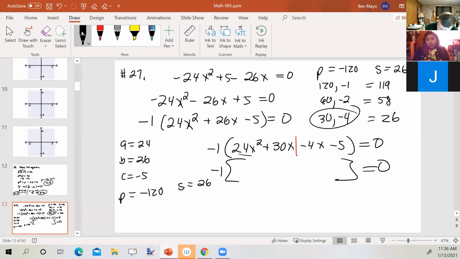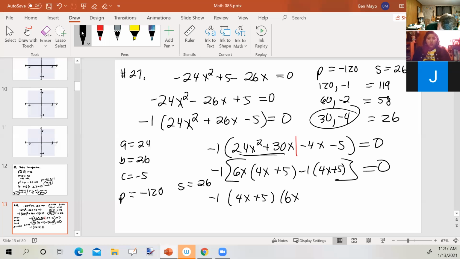And then the greatest common factor here would be 6x. So this is going to be 4x plus 5, and this is going to be 4x plus 5, and a -1 outside. So the complete factorization, I've got a -1 times 4x plus 5 times 6x minus 1 equals 0. So now it's factored completely.